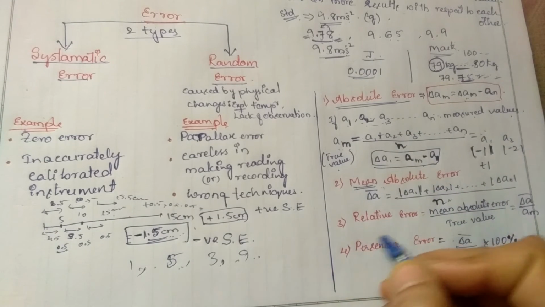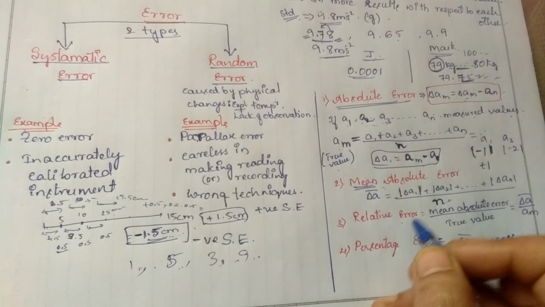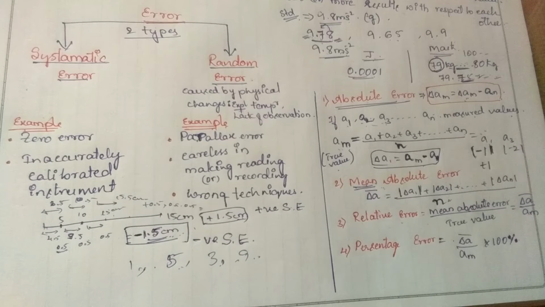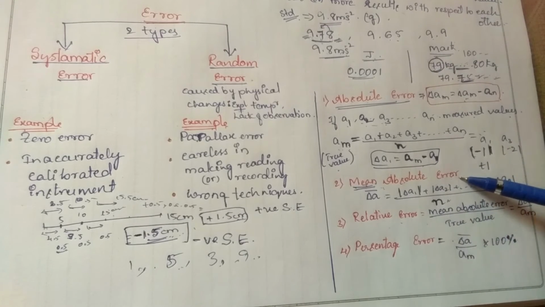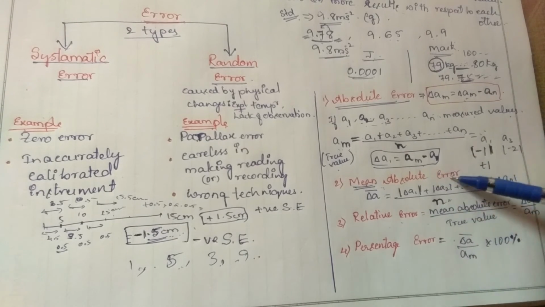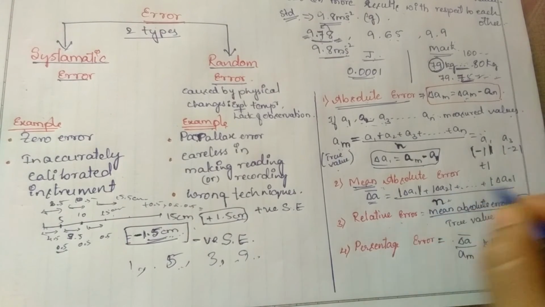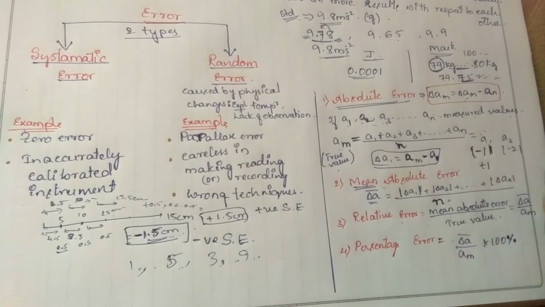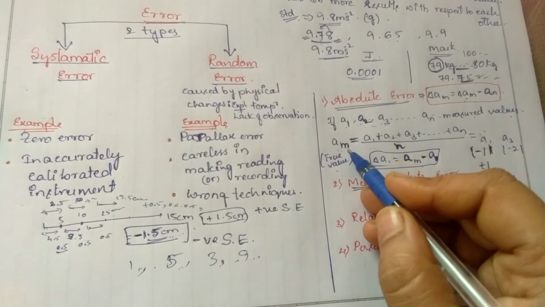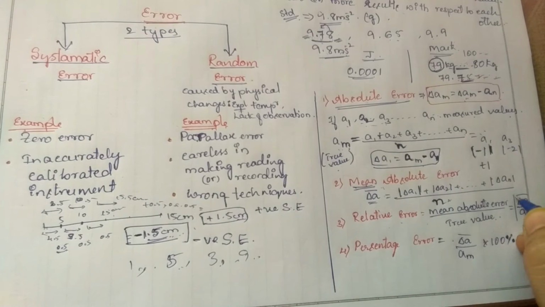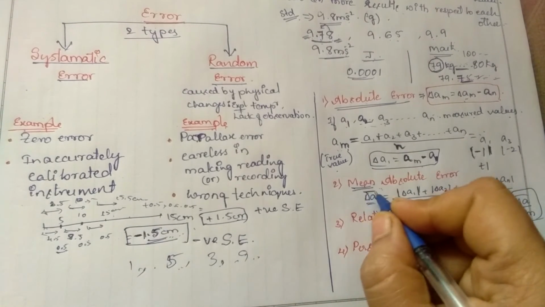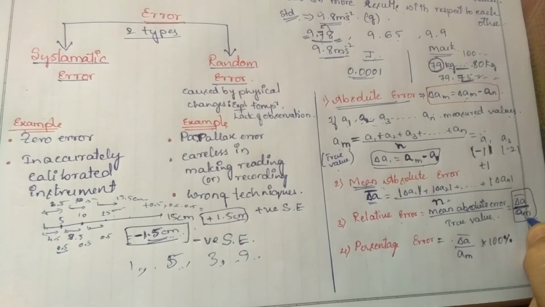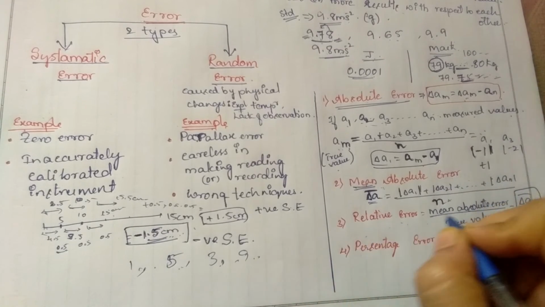Next is the relative error. What is meant by the relative error? How is it related to the mean actual value and the true value? What we got in the previous step, the mean absolute error, we divide by the true value. True value means the mean of the experiment. So we write this mean absolute error divided by AM. This is the relative error.